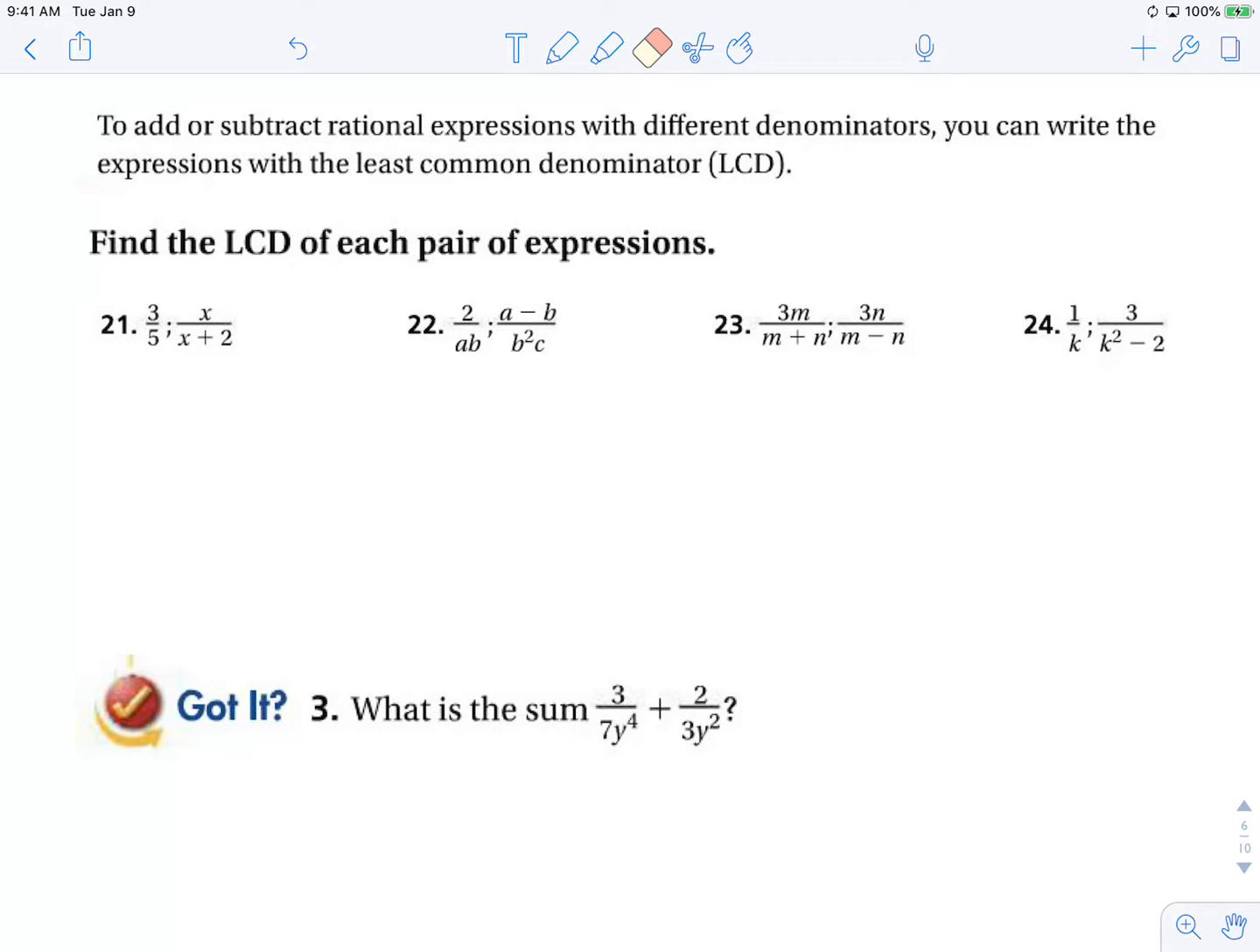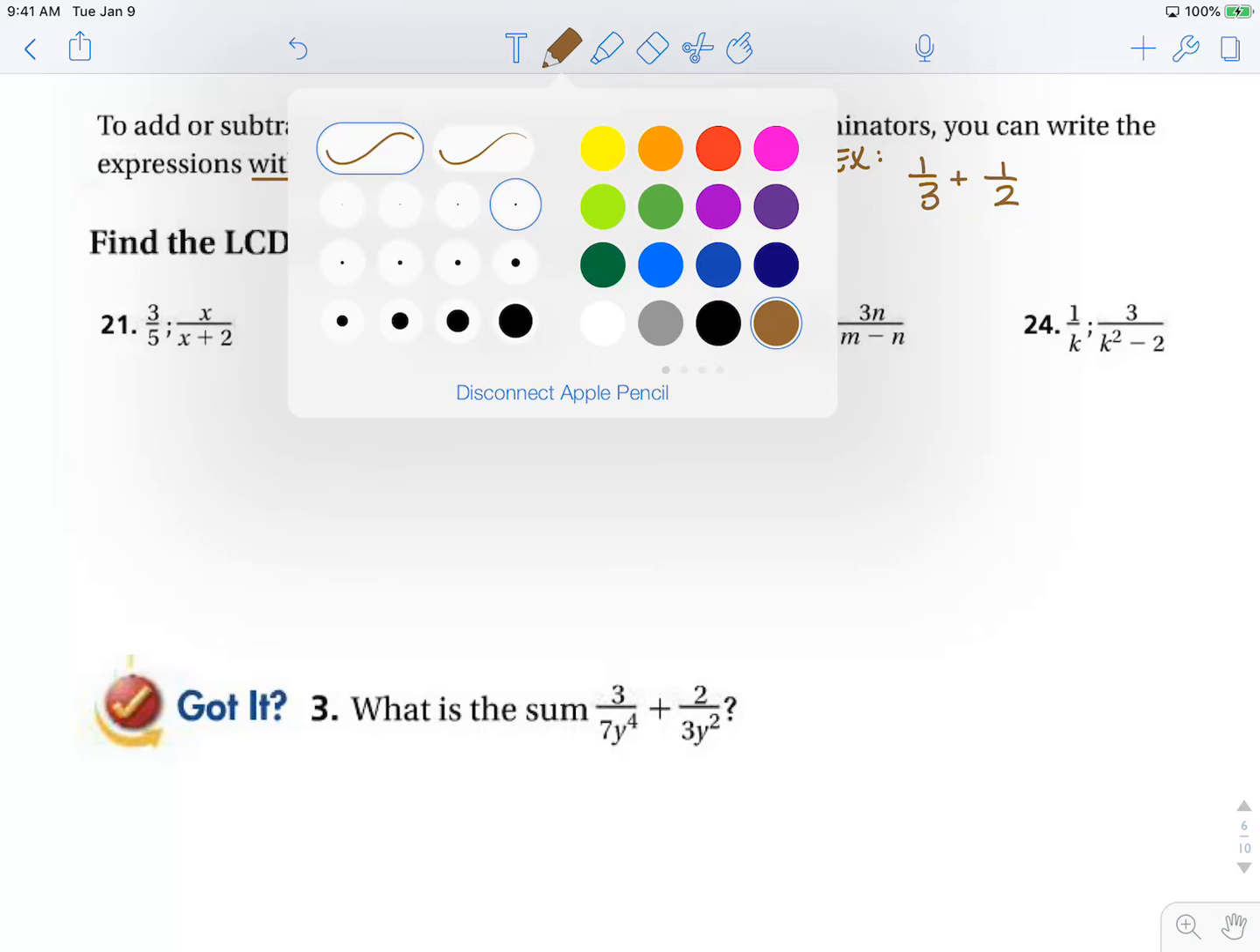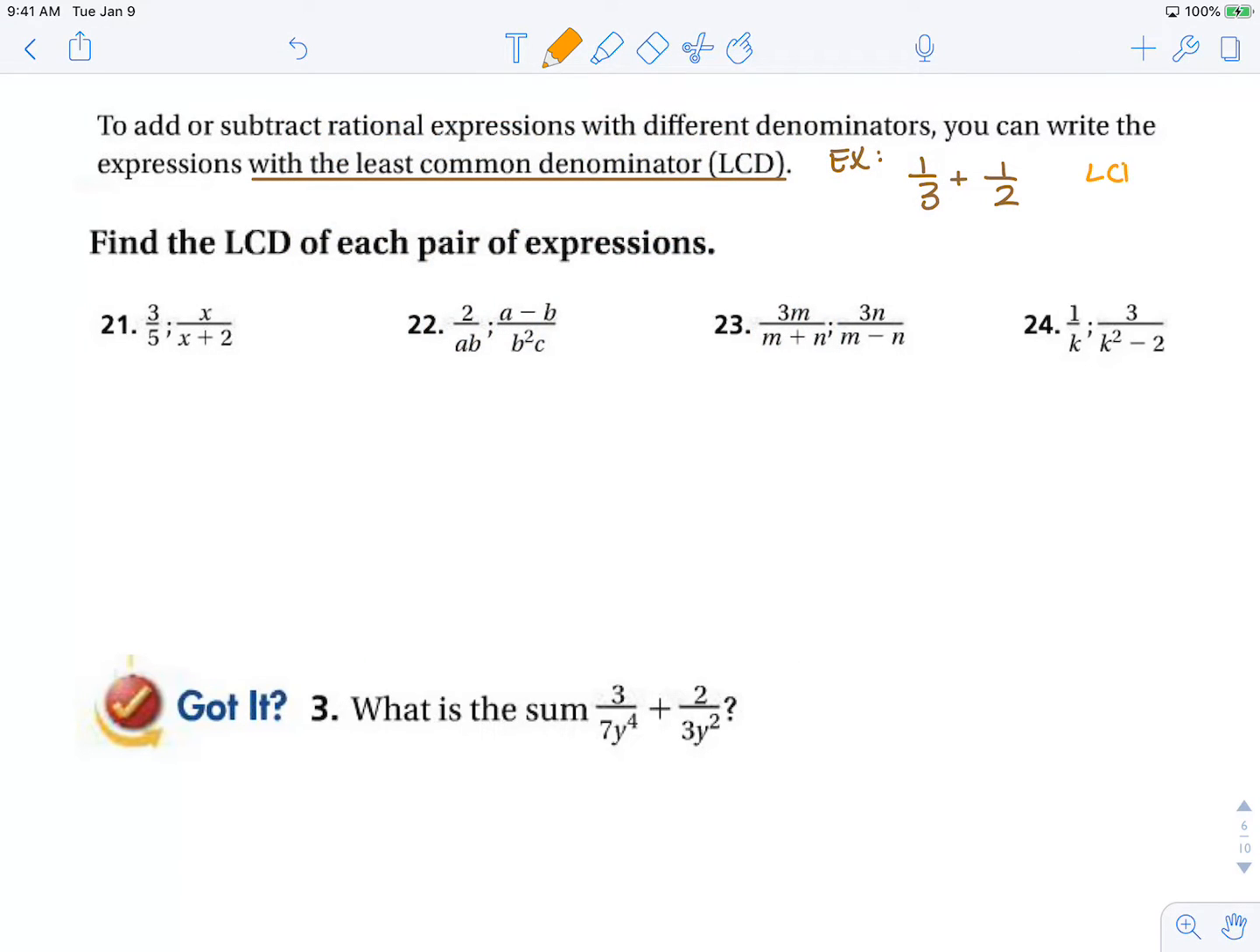You're given two fractions with different denominators. You can rewrite them with the least common denominator before you add or subtract them. So a quick numerical example: if you have 1/3 plus 1/2, we need to first find that least common denominator, which we get by multiplying those two different factor denominators, which is 6.